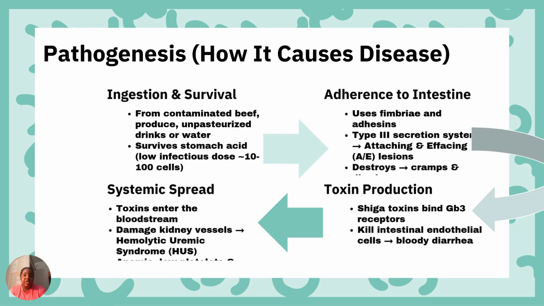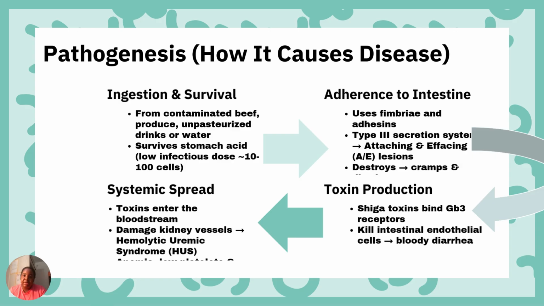Secondly, colonization and attaching and effacing lesions in the lower small intestine and colon. The bacteria use adhesins and fimbriae to stick to the intestinal lining. The LEE pathogenicity island carries instructions for a type 3 secretion system, which acts like a syringe to inject proteins into intestinal cells. The bacterial surface protein intimin then attaches to the Tir, allowing the bacteria to tightly attach and form attaching and effacing lesions.